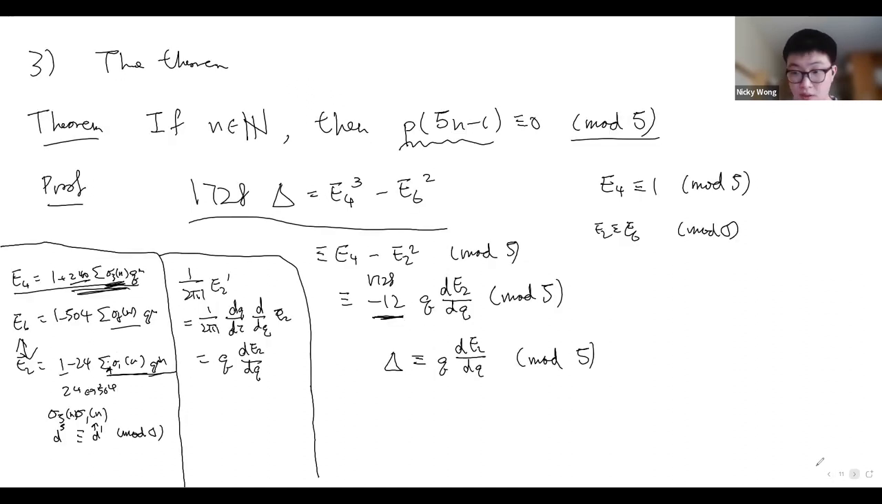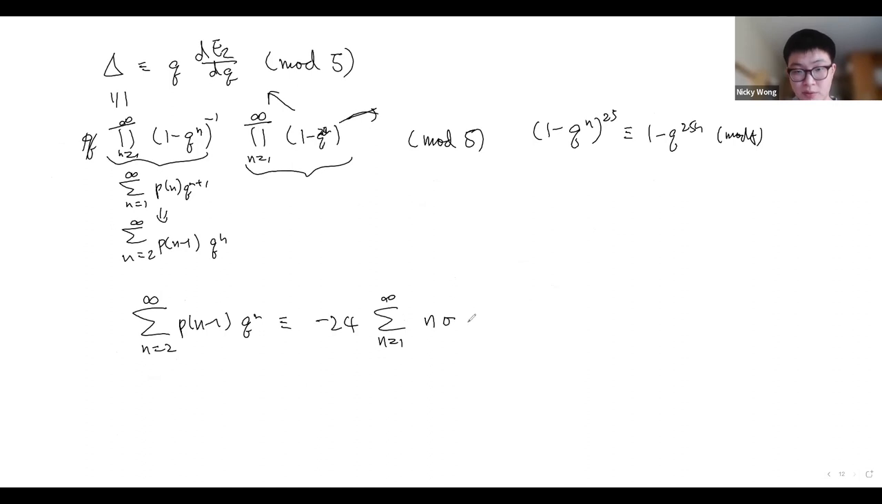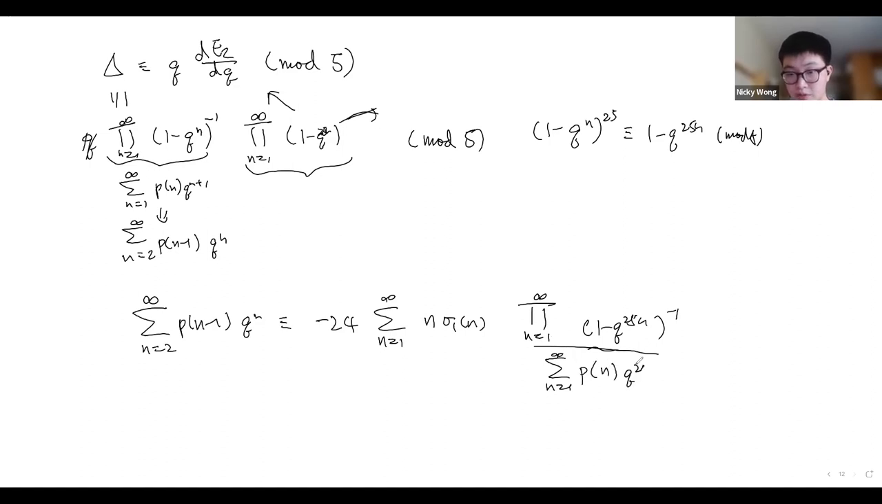So this looks very similar to the partition function thing. Instead of n, we get 25n. So what this is actually is p(n) q to the 25n. Not 5.